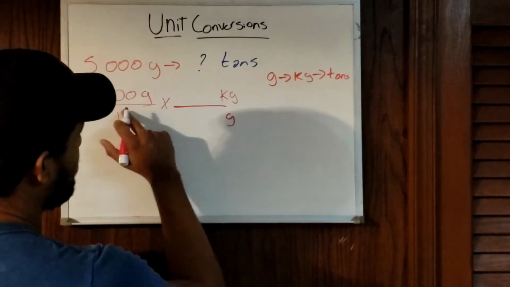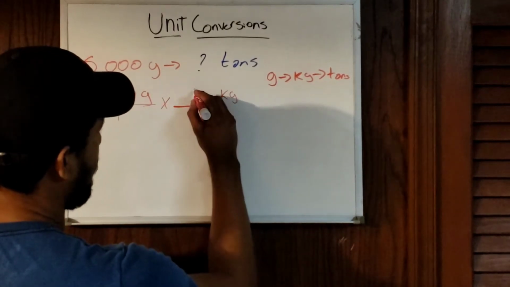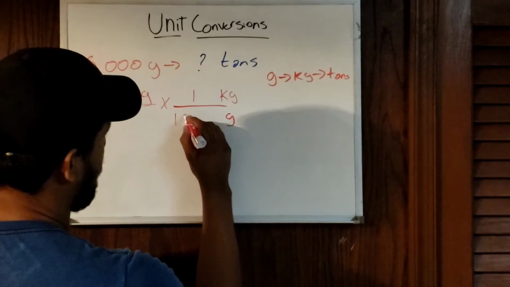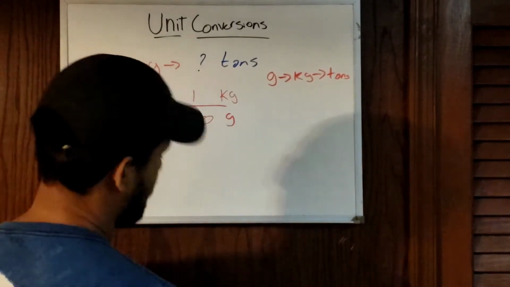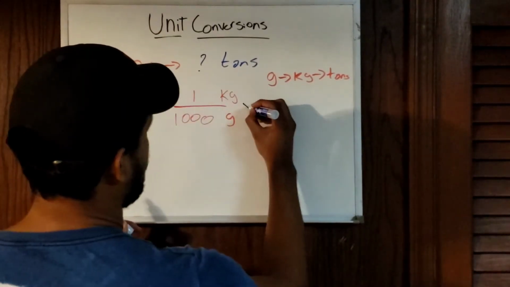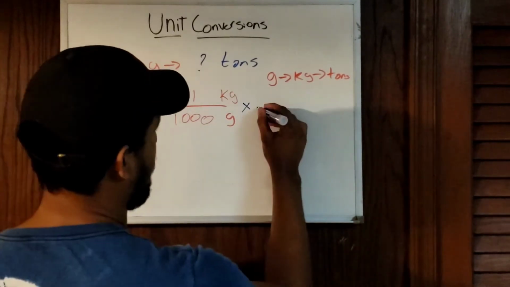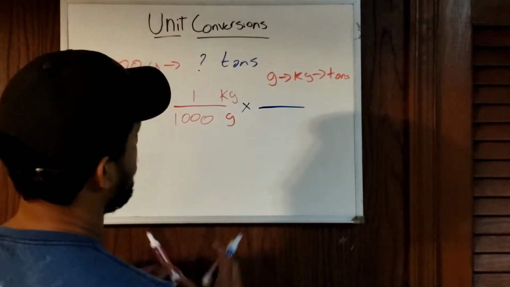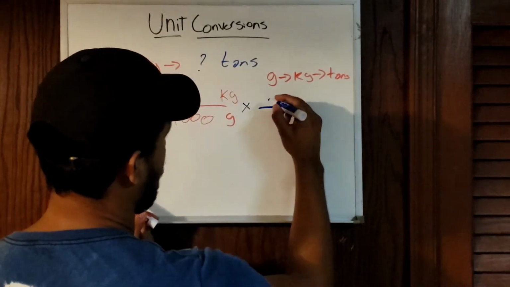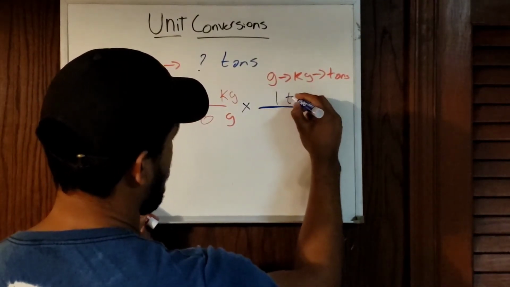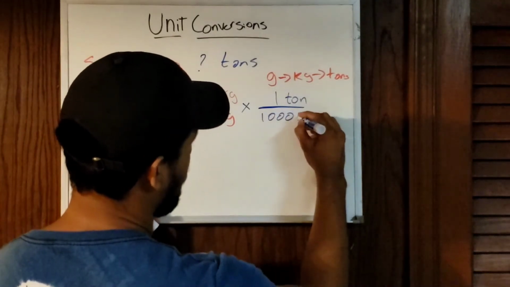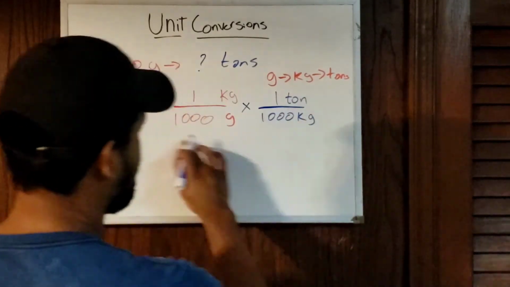So in 1 kilogram, there are how many grams? Well, there are 1,000. That's what a kilo means, if you didn't know that, just in case. And then from there, how many kilograms are in a ton? Well, in 1 ton, you have 1,000 kilograms. And this is pretty much a multiplication.